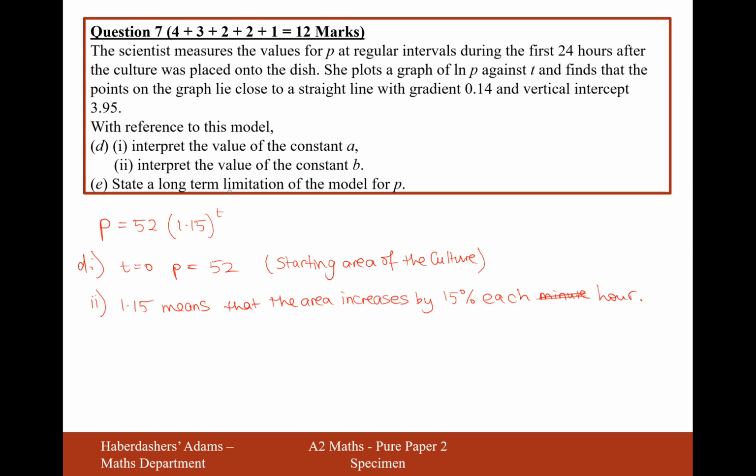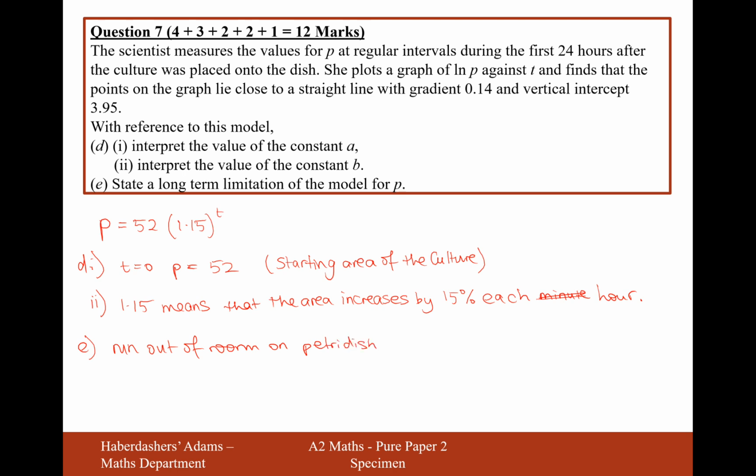And part E states the long-run limitation of the model for P. Well, if it's just going to increase by 15% each hour, eventually it's going to run out of room on the Petri dish. So it will run out of room on the Petri dish. I assume it's on a Petri dish. I'm not too sciencey myself.